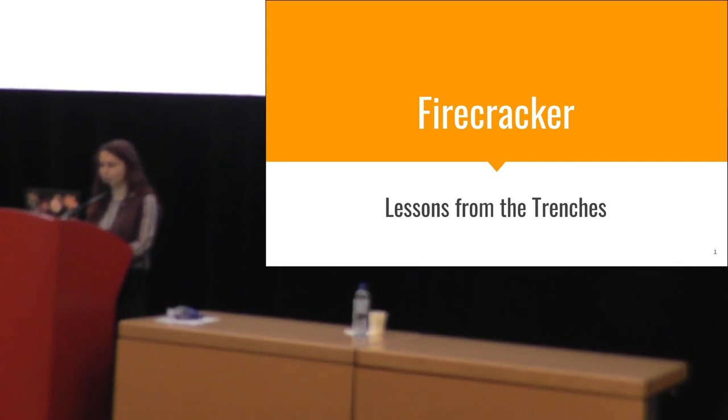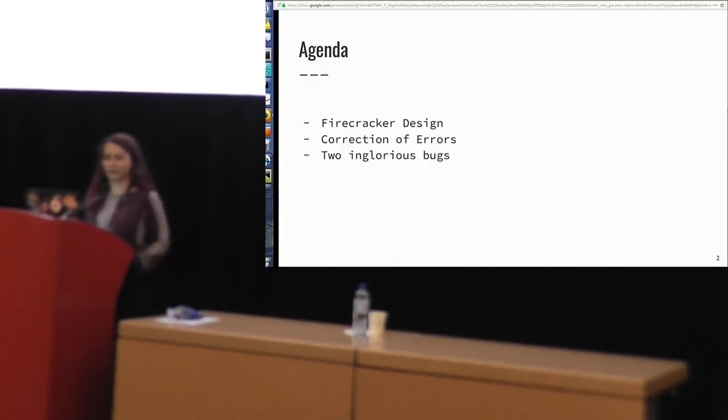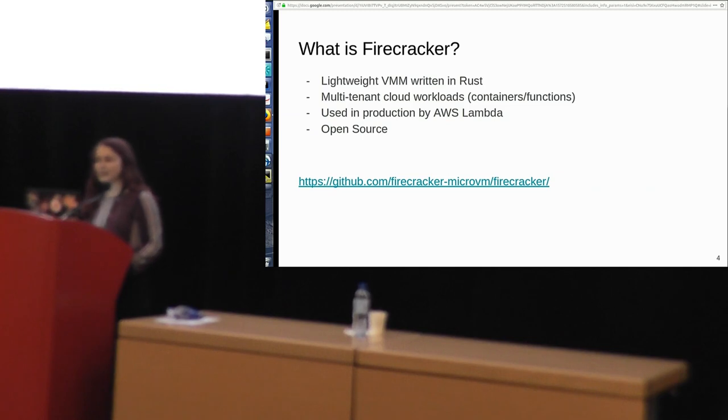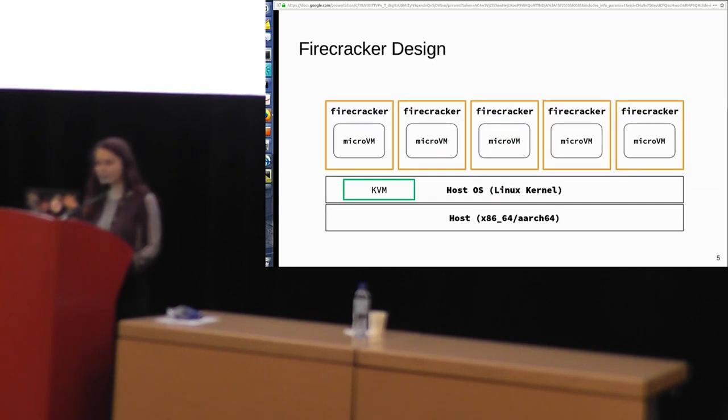There we go. Now we are going to talk even quicker about Firecracker design decisions because we won't have enough time. And then we are going to move to the interesting part of the presentation, which is two of our inglorious bugs. So Firecracker is a lightweight virtual machine monitor. It is written in Rust, and it was purpose-built for running multi-tenant workloads in the cloud, like containers and functions. It is currently used in production by AWS Lambda, and it's open source, so you can find it on GitHub.